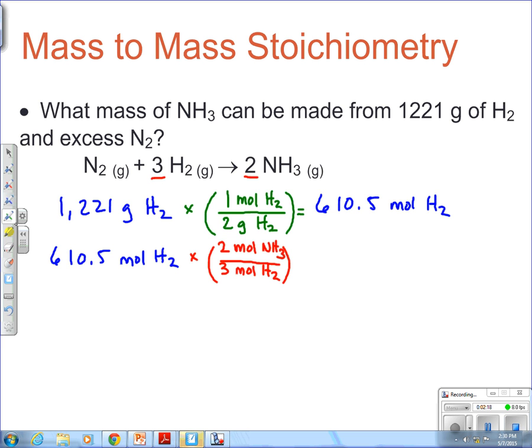Okay, make sure that the correct units are there. If so, they will cross out and you will be left with moles of what you're interested in, which is NH3. My answer to this step should work out to be 407 moles of ammonia.